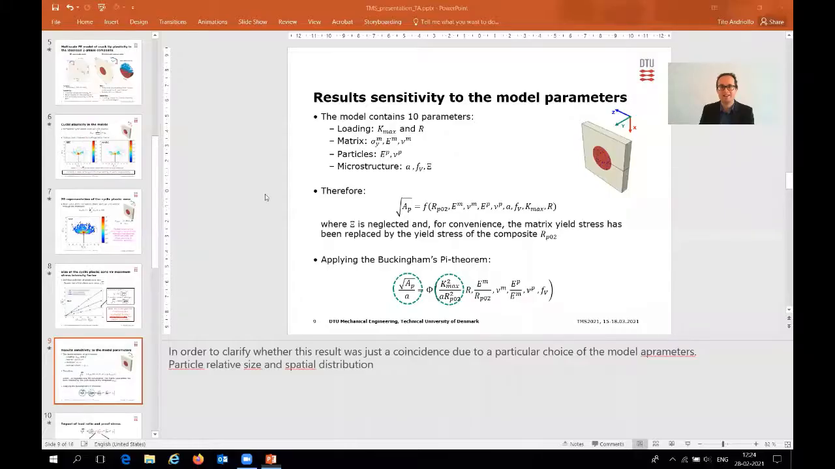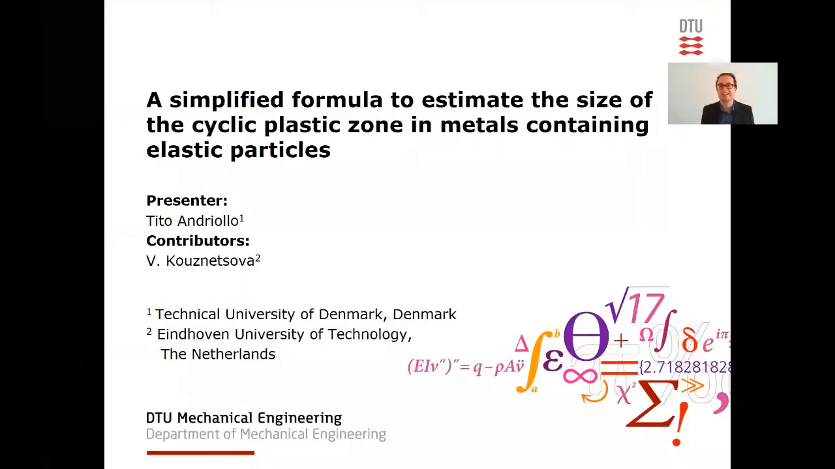My name is Tito Andriolo, and I'm a researcher at the Technical University of Denmark. The work I'm going to show you today is the outcome of a collaboration I had with Barbara Kuznetsova from Eindhoven University of Technology in the Netherlands. And the topic is the size of the cyclic plastic zone in metals containing elastic particles.